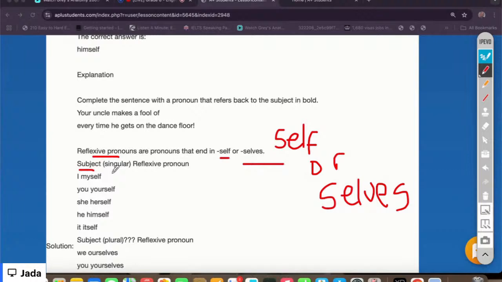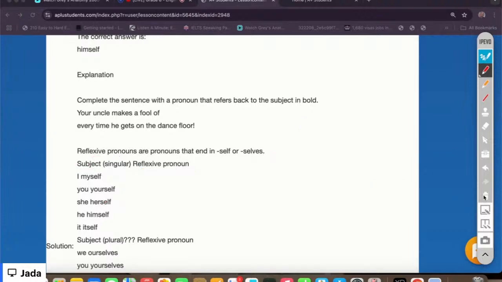So, the singular reflexive pronouns. We have I, then myself. Then you, then yourself. She, then herself.